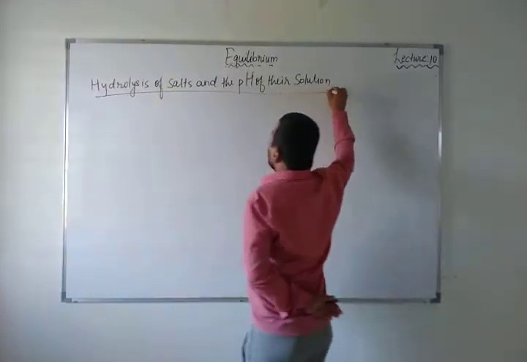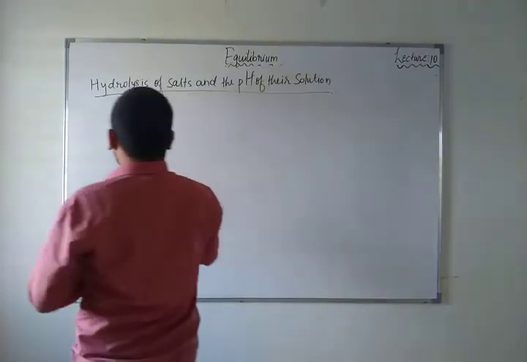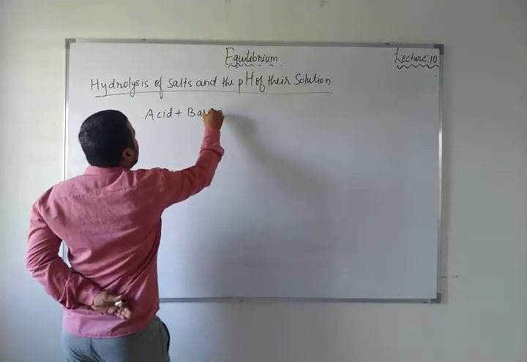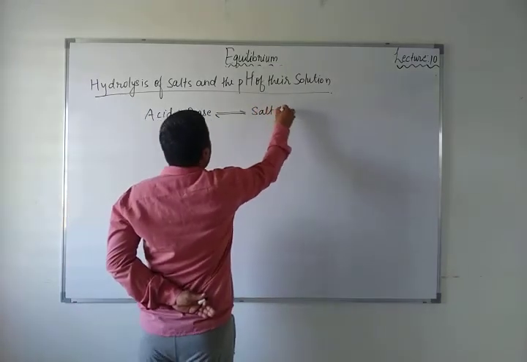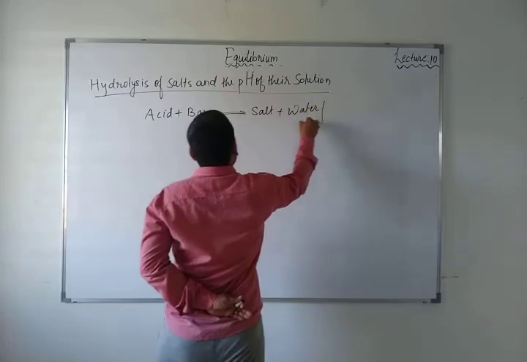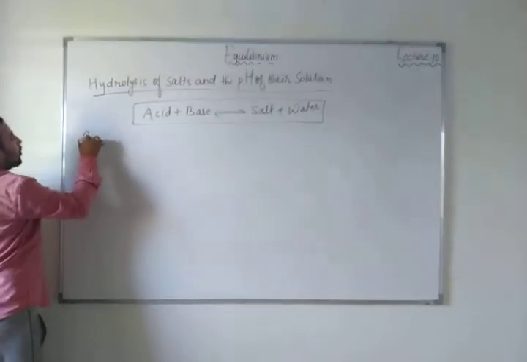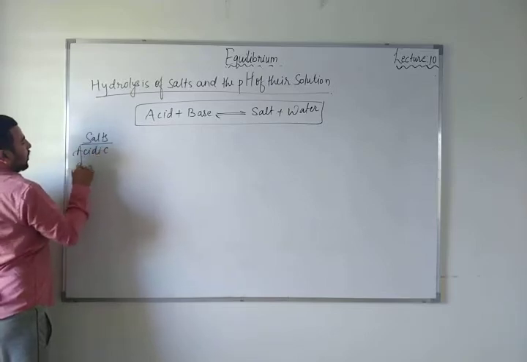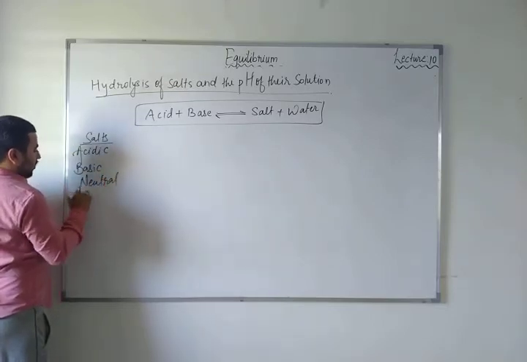So our topic is hydrolysis of salts and pH of their solution. Can you tell me how salt is formed? Salt is formed by acid plus base is equal to salt plus water. Fundamental reaction of acid and base. There are four types of salts also, as you know very well: acidic salt, basic salt, neutral salt, and amphoteric salt.